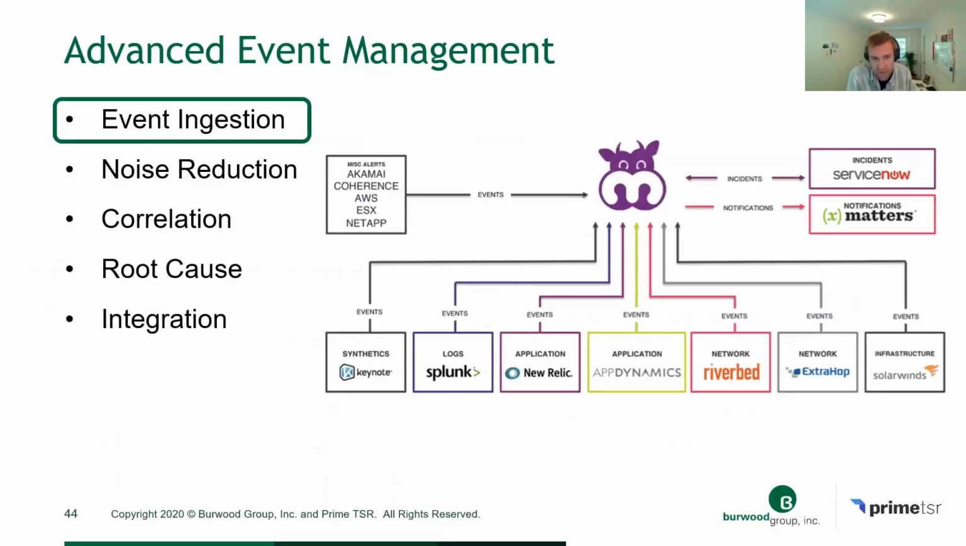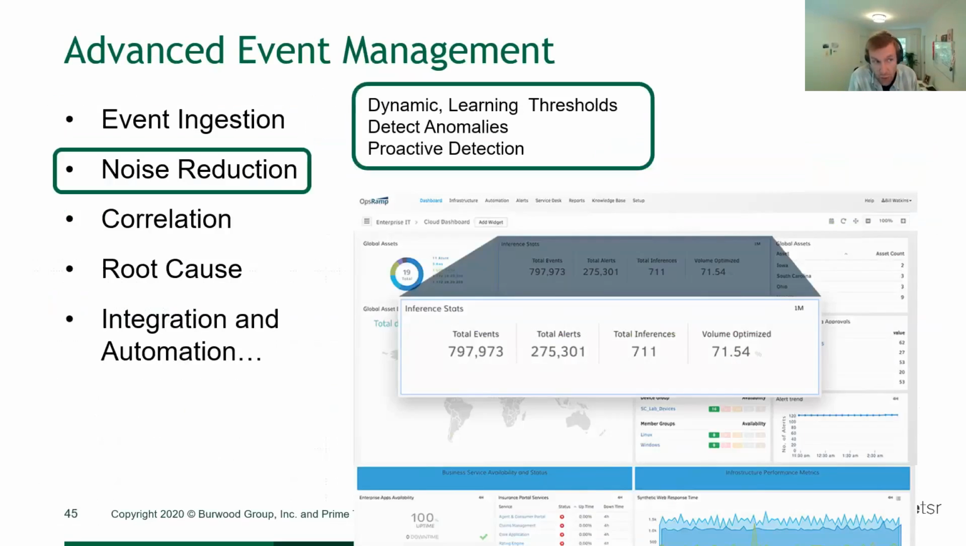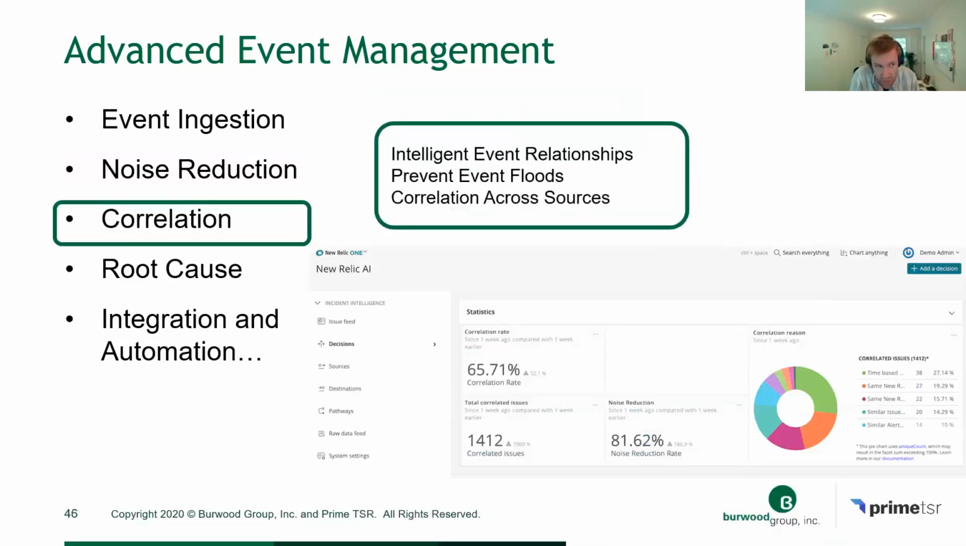So event ingestion from multiple sources, getting all these different sources into one system, then being able to look at noise reduction. So how do you start using AI to move away from static thresholds into dynamic learning thresholds, where you can start identifying patterns and detect anomalies, and start moving into proactive detection here as well. Then, because you're getting events from different sources, you're able to correlate them.